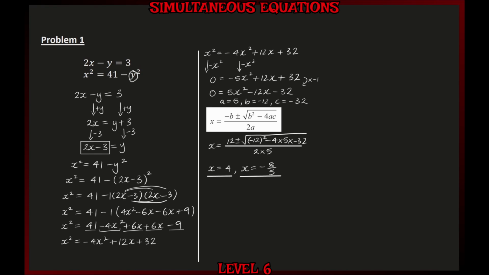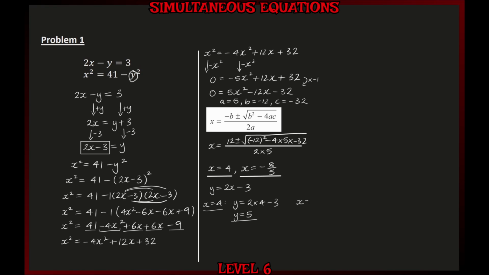To continue, we now need to find a corresponding y value for each of these x values. And to do this, we're going to use the equation that we rearranged earlier, because this has y as the subject. So we're going to use y is equal to 2x minus 3. And when x is equal to 4, this equation becomes y is equal to 2 times 4 minus 3. 2 times 4 is 8, minus 3 is 5. So y equals 5 makes a pair with x equals 4.